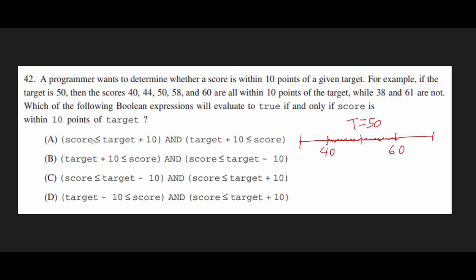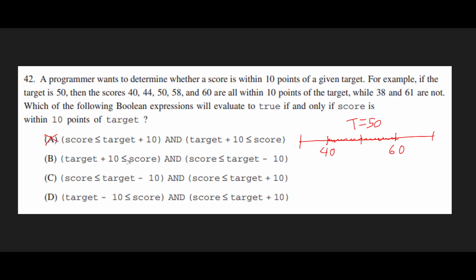So for example, here this one says score is less than or equal to target plus 10, that is what we want. We do want it to be less than or equal to target plus 10. But look at the second statement. It says, and score is greater than or equal to target plus 10. It wants it to be less than or equal to target plus 10, but also greater than or equal to target plus 10. That's not what we want. We want it to be less than or equal to 60, but greater than or equal to 40, right? So this one's not correct, mostly because it doesn't mention anything about target minus 10, right?